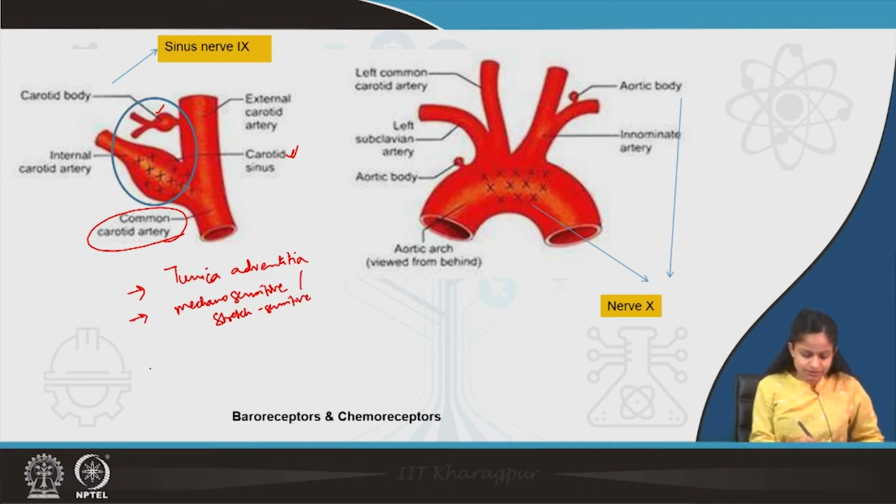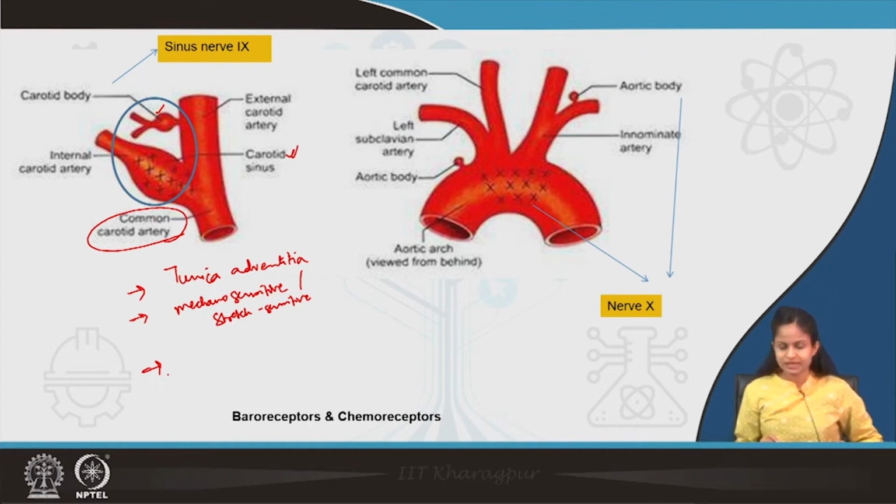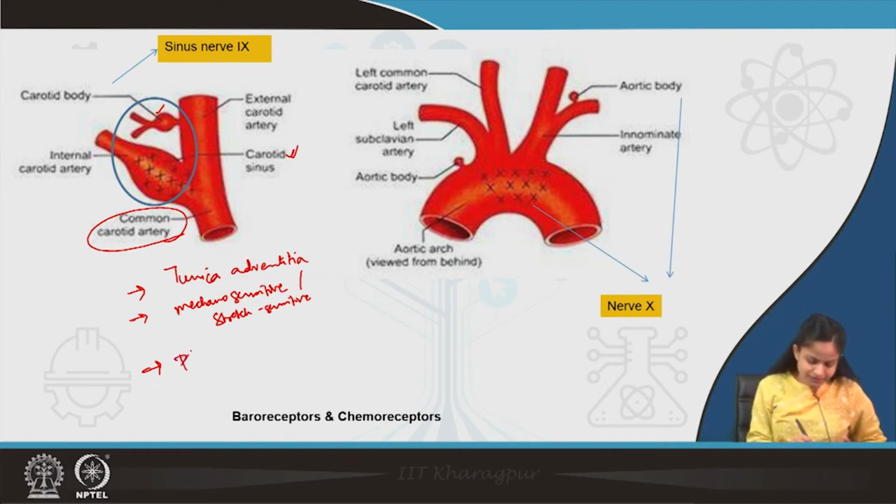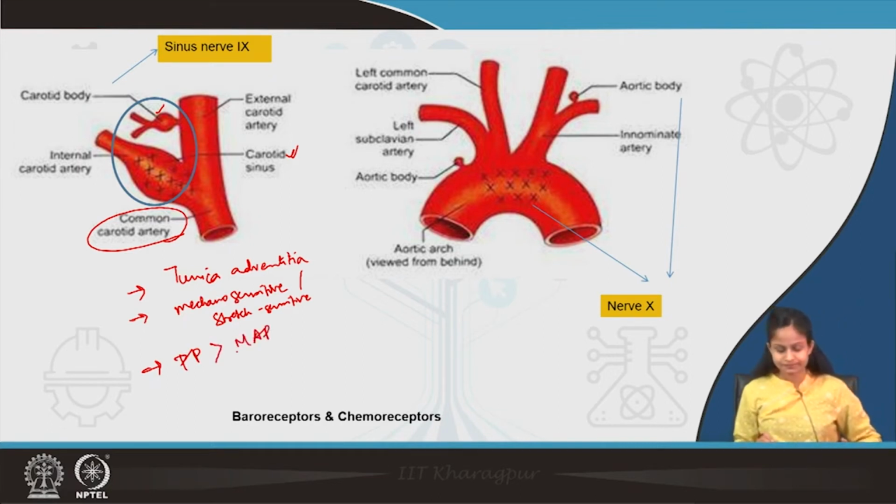These baroreceptors usually act in the range of blood pressure. These usually act on changes in the blood pressure. Now, the change in the blood pressure, which type of pressure? We have systolic blood pressure, we have diastolic blood pressure, we have pulse pressure, we have mean arterial pressure. So, the baroreceptors are usually sensitive to pulse pressure and mean arterial pressure.